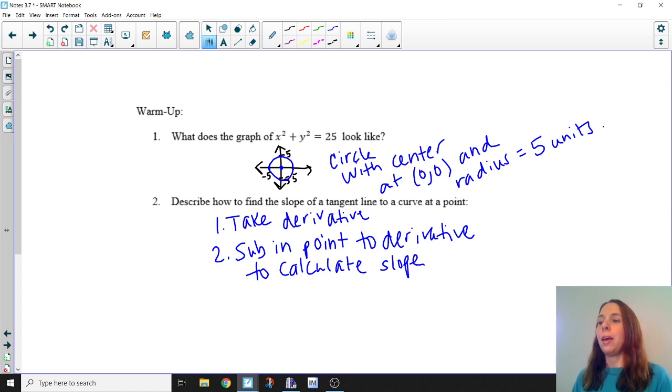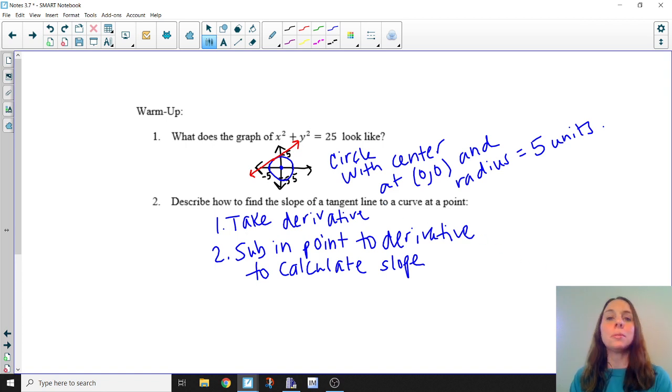Now, probably the first time you ever heard the words tangent line was when talking about a circle in geometry, right? I would hope that at some point, when you studied circles in geometry, you talked about a tangent being a line that touches the circle at just one point, like this. Let's make it touch this time. There we go.